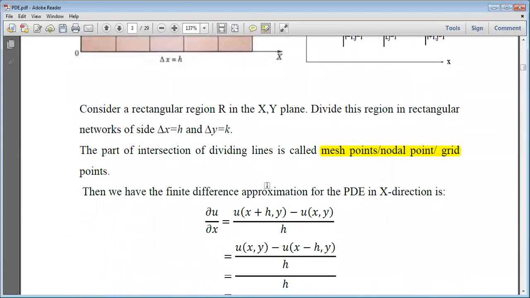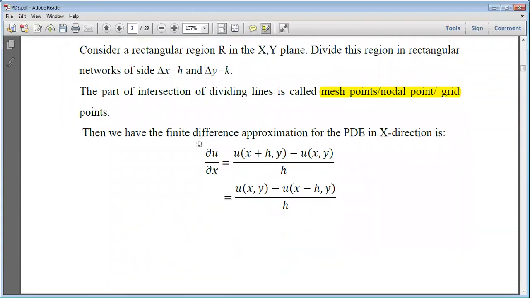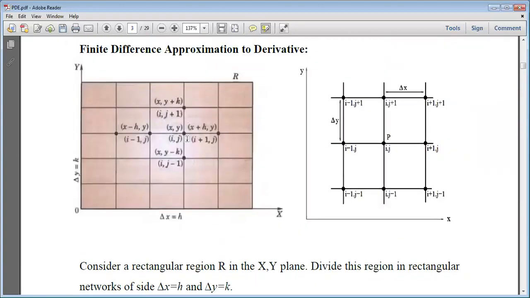Then, by finite difference approximation of the PDE in the x direction, ∂u/∂x is a partial derivative of u with respect to x. It can be approximately replaced as [u(x + h, y) − u(x, y)] / h. This is the u value at (x + h, y) minus the u value at (x, y), divided by the grid size or mesh size h in the direction of x.